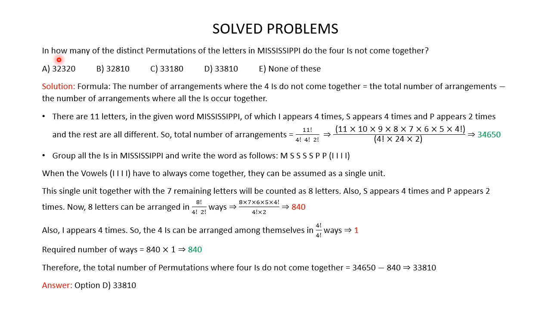In how many of the distinct permutations of the letters in Mississippi do the four I's not come together? Here you are given 5 options and you have to find out which of these options is the correct one. Now to solve this problem, use the formula. The number of arrangements where the four I's do not come together is equal to the total number of arrangements minus the number of arrangements where all the I's occur together.